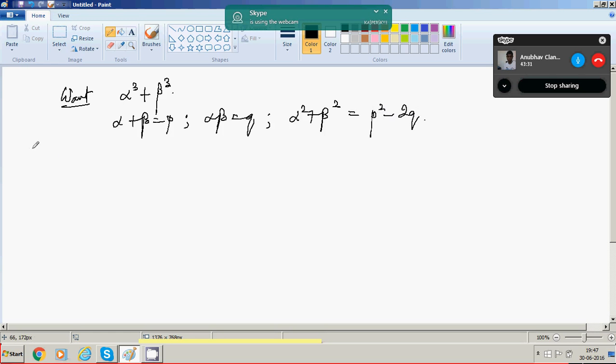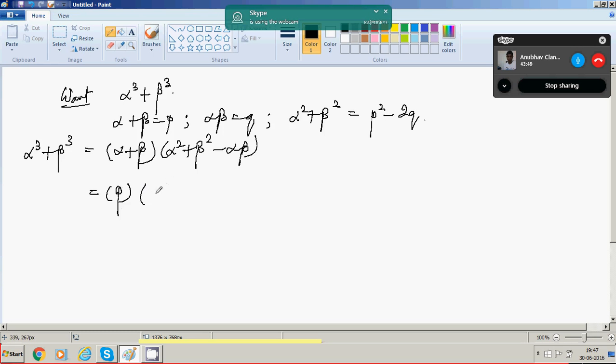So alpha cube plus beta cube equals alpha plus beta times alpha squared plus beta squared minus alpha beta, equal to p times p squared minus 2q minus alpha beta. Which we can simplify anyway. Equal to p times p squared minus 3q.